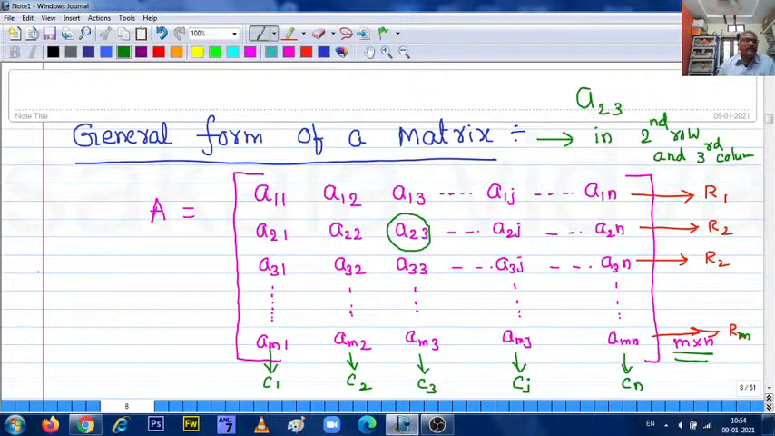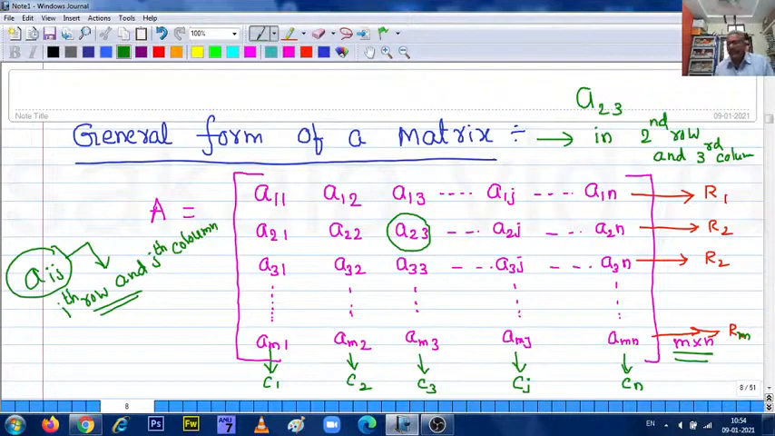For example, if I say Aij, what do you mean by Aij? This is the element in the ith row and jth column. This is called the general element. Instead of writing in this very lengthy manner, we can write in compact form also. That is called the compact form of a matrix.